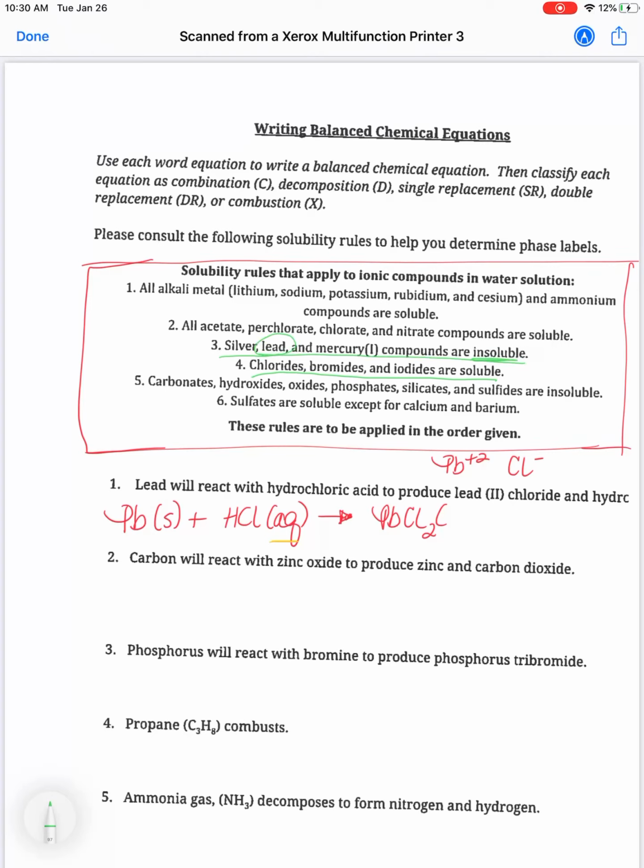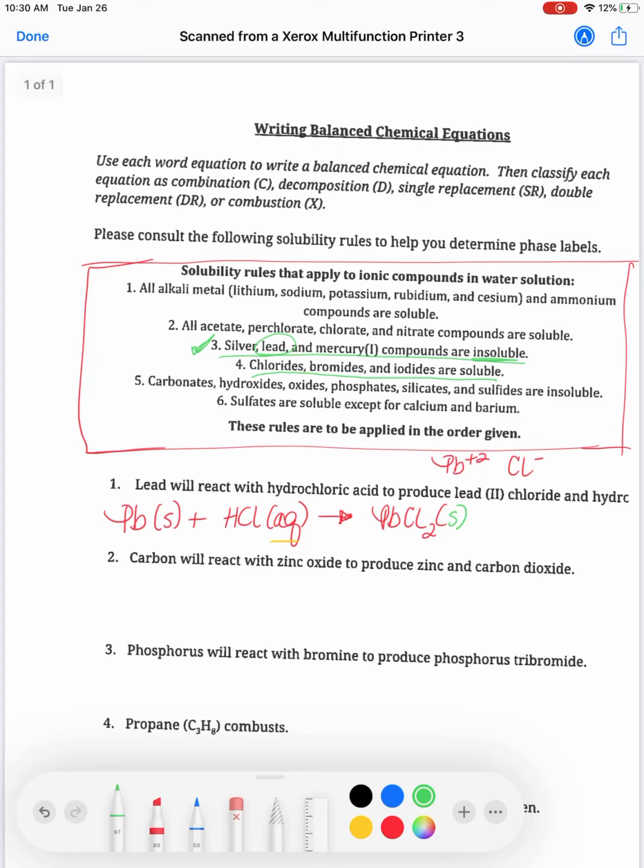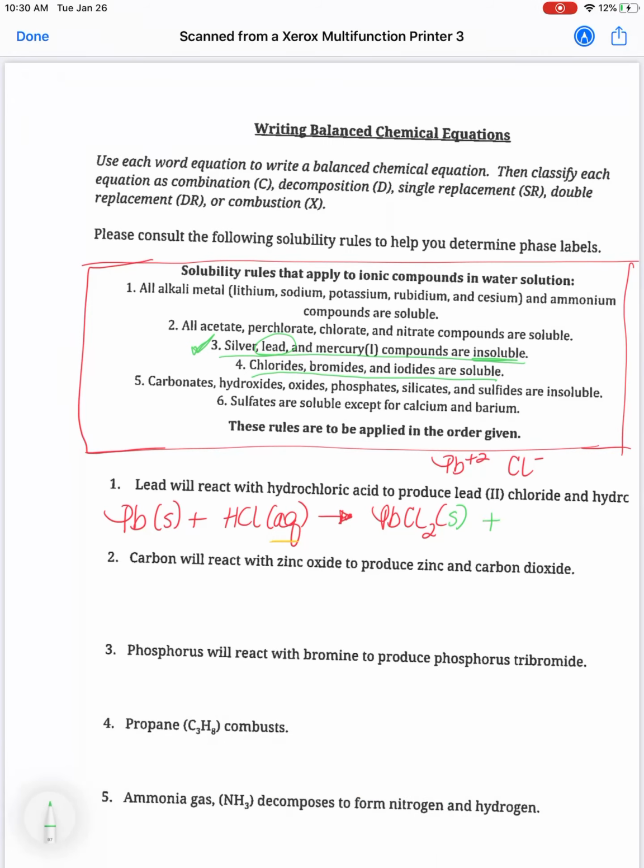So we've got conflicting rules because rule 3 says it should be a solid, but rule 4 says it should be an aqueous solution. What I said, remember, is that the rule on top wins. So in this case, rule 3 will trump rule 4. So lead 2 chloride is going to be a solid insoluble compound plus hydrogen gas. So I'm going to put H2 and a gas. Remember, the 2 comes because it's a Brinkelhoff.